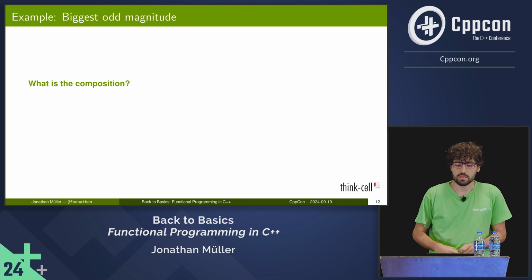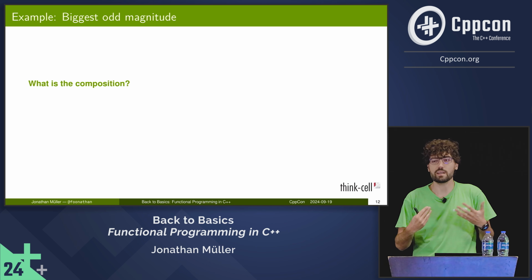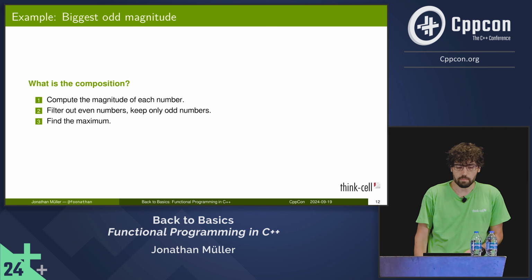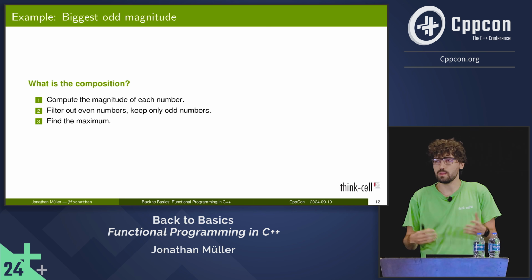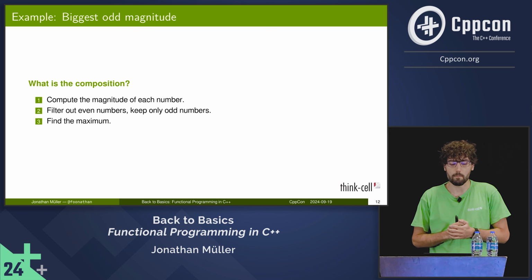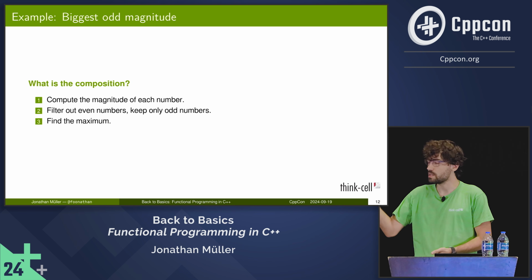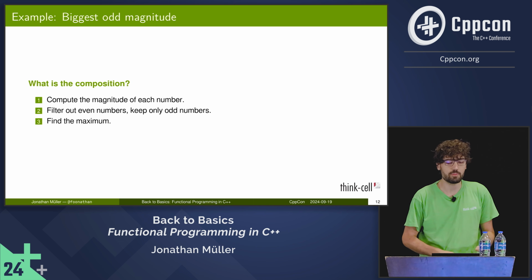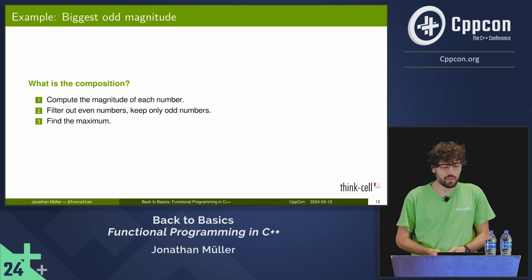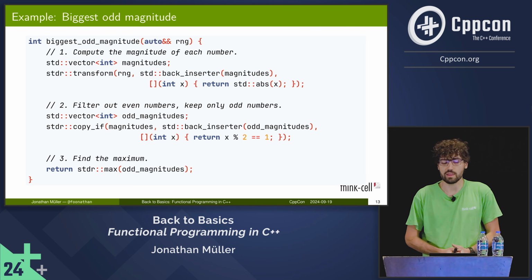So let's think about it in terms of composition. What is the actual composition? What are the fundamental building blocks we're doing? Well, one step is that we need the magnitude of every number in our range. Then we need to filter out every even number and keep only the odd ones. And in the end, we will find the maximum. So splitting this up into those three things, the code can look something like this.